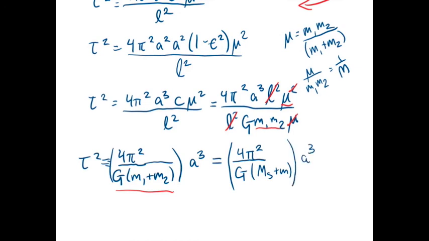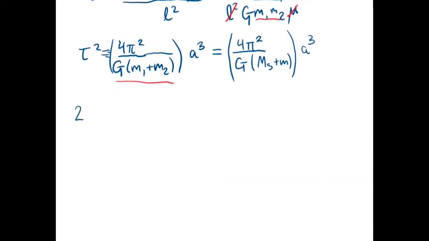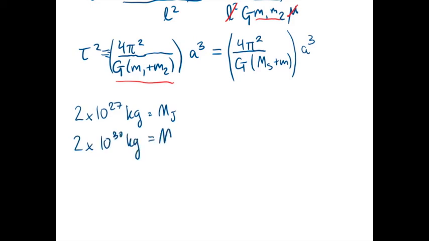So now that we've shown that, the second part of the question says, given that the mass of Jupiter is about 2 times 10 to the 27th kilograms, and the sun's mass is about 2 times 10 to the 30 kilograms, by what percent would you expect the constant 4 pi squared over G times the total mass to vary among the planets?